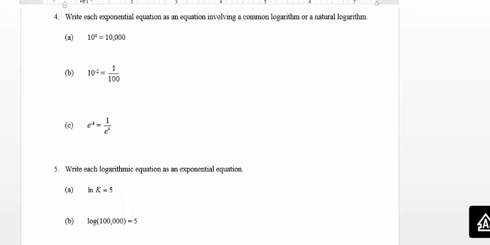Okay, so the next set of problems involve writing the exponential equation as a common or natural logarithm. So 10 to the fourth equals 10,000 is equivalent to the logarithmic equation common log 10,000 equals 4. So notice when the base is 10, I use the abbreviation log for logarithm, and the base is unwritten.